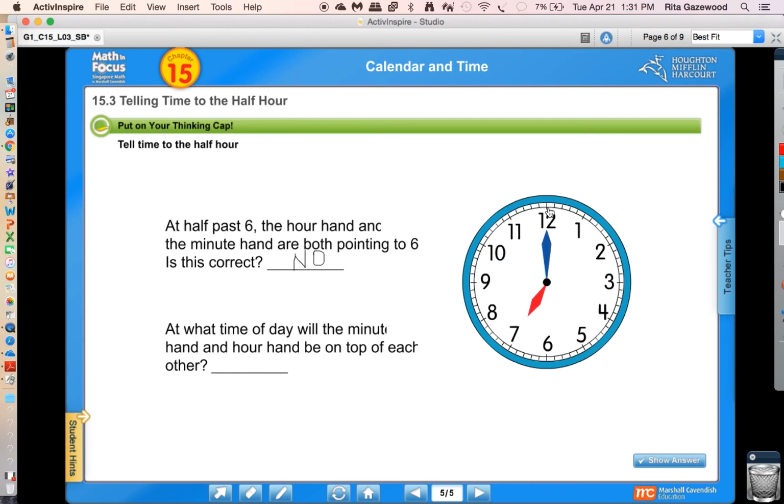Not at 7 o'clock. Not at 7:30. Not at 8 o'clock. Not at 8:30. 9 o'clock? Nope. 9:30? Nope. 10? Nope. 10:30? Nope. 11? Nope. 11:30? Nope. 12 o'clock. Do you remember how to write that? 12 o'clock.